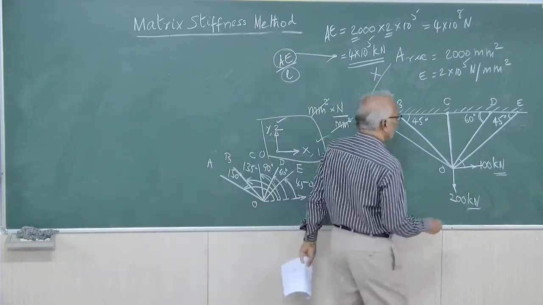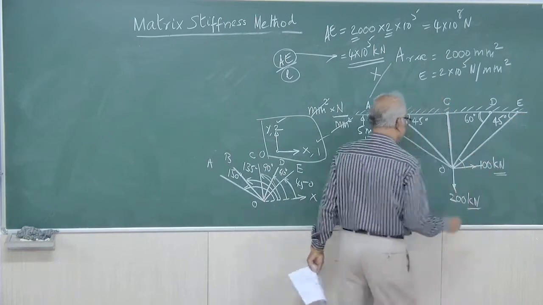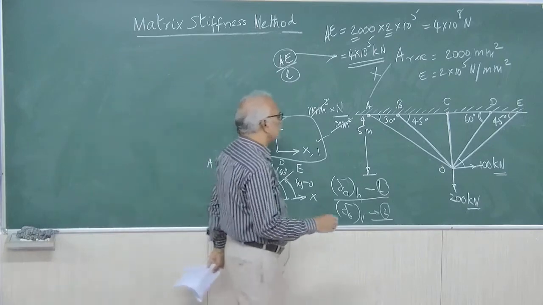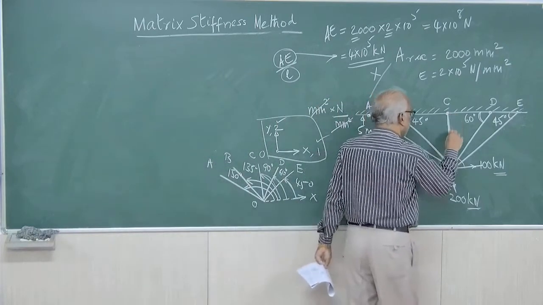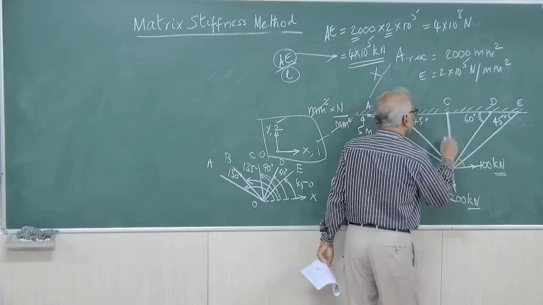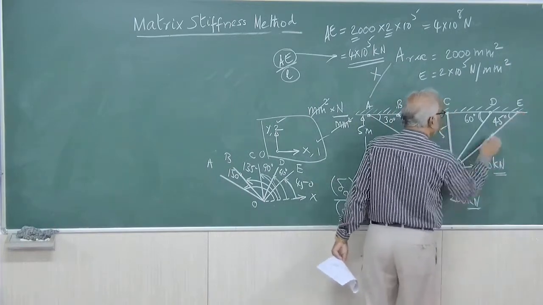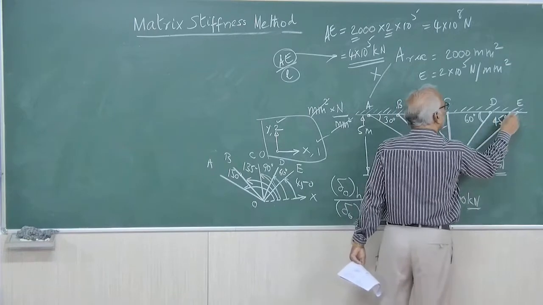L for different members, I will show one calculation and rest I will give the values. Suppose you want the length OE. The vertical OC is 5 meters. This value is given as 5 meters. OC by OE, the angle is 45 degrees.